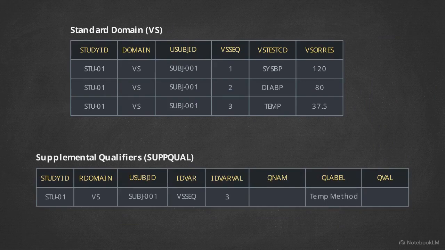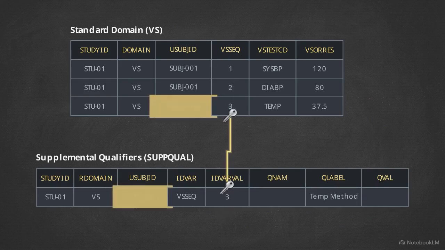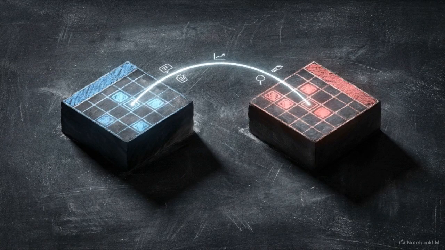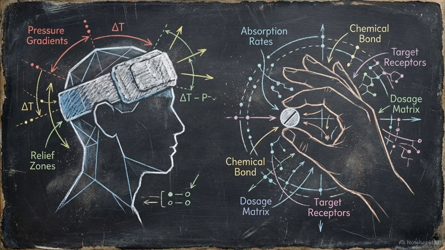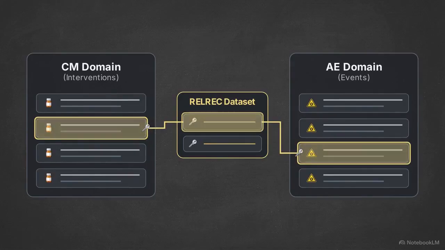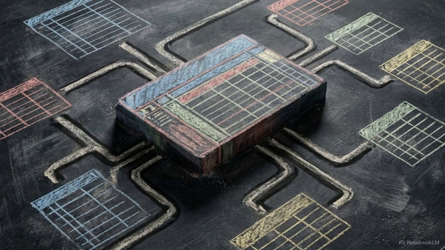To maintain the relationship, the SUPPQUAL table links the custom data back to the parent record using the unique subject identifier and an internal sequence number. When dependencies exist between 2 entirely different domains, SDTM uses the related records, or RELREC dataset. If a patient is given a specific concomitant medication to treat an adverse event, RELREC draws a direct relational link between the row in the CM domain and the row in the AE domain. These relational fallbacks preserve the rigidity of the core schema, while ensuring that zero clinical data is lost to formatting constraints.